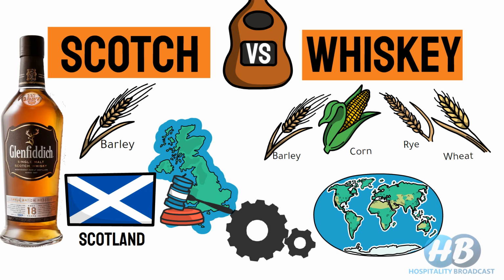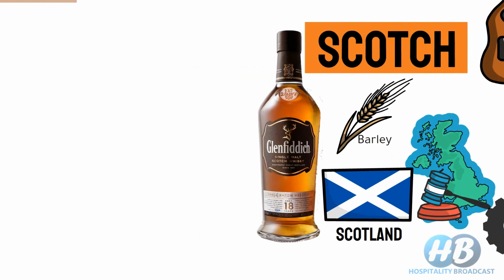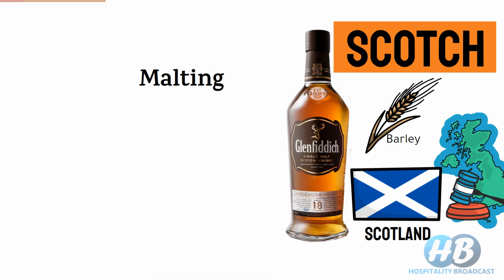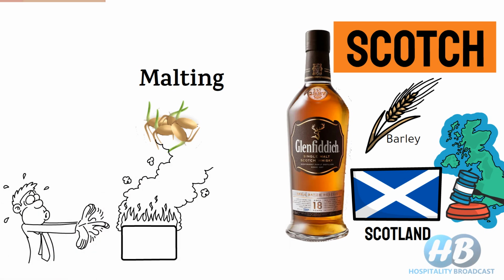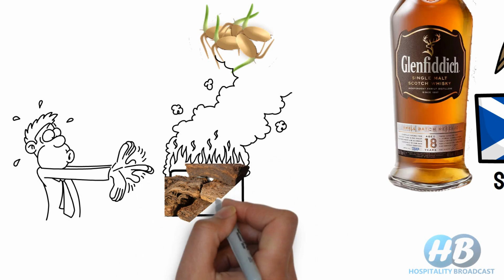The production process of whiskey and Scotch share similarities but also have some key differences. Scotch typically undergoes a distinct step called malting, where the barley is soaked and allowed to germinate. Then this germination process is stopped and the malted barley is dried, usually over peat smoke.